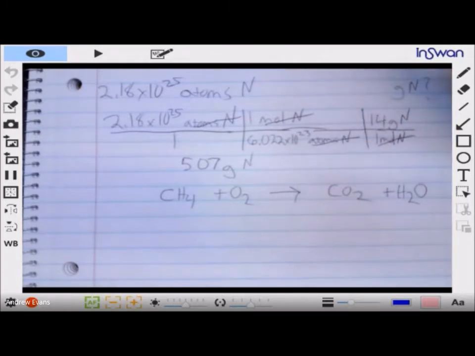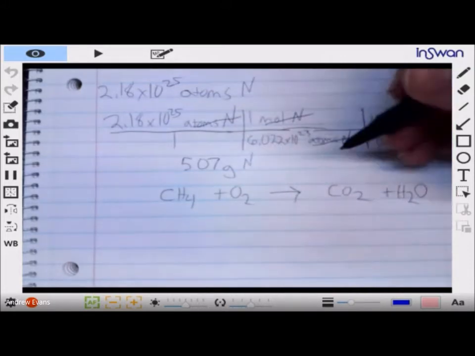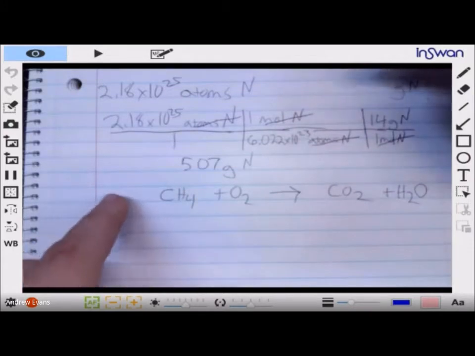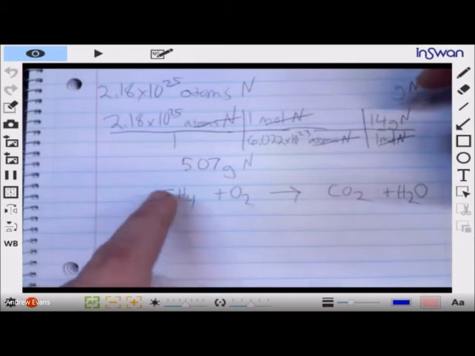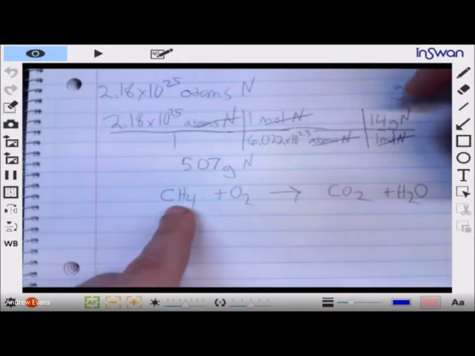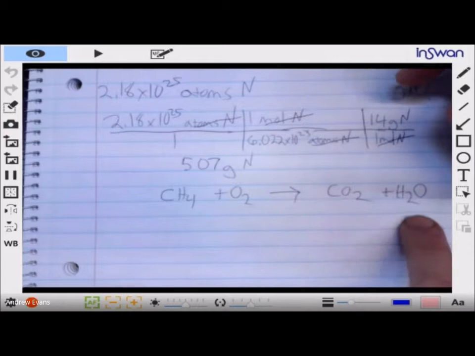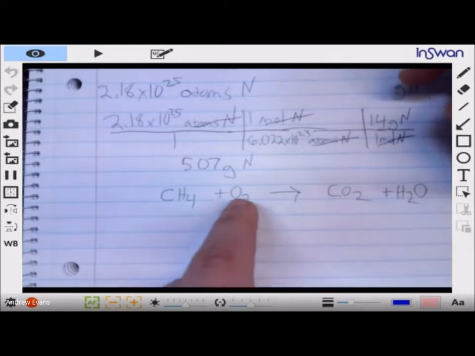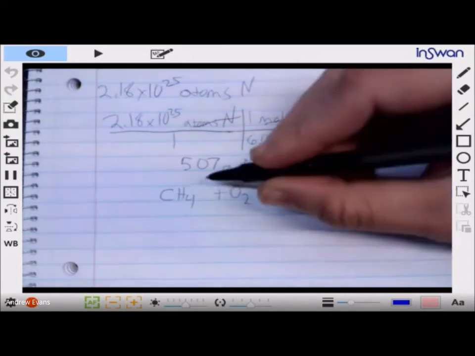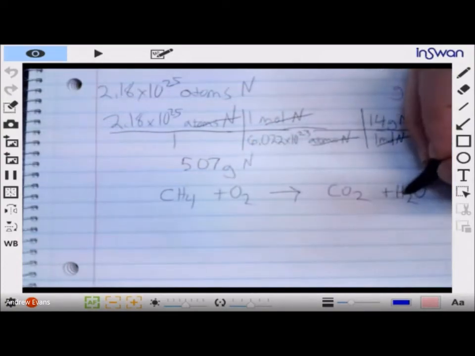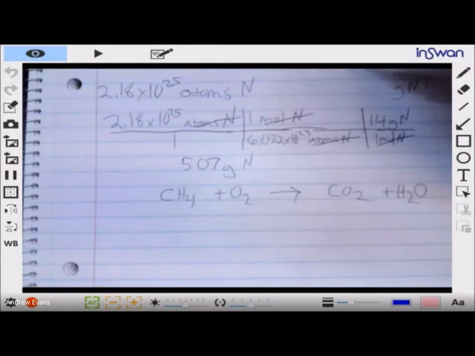Now, in this case, you want to look at the elements and how they appear. This one has a carbon and a hydrogen in one compound, carbon in one compound, hydrogen in one compound, and oxygen here, but in two places there. So the easiest way to balance this is carbon and hydrogen first and oxygen last. But we have to kind of play around with things.